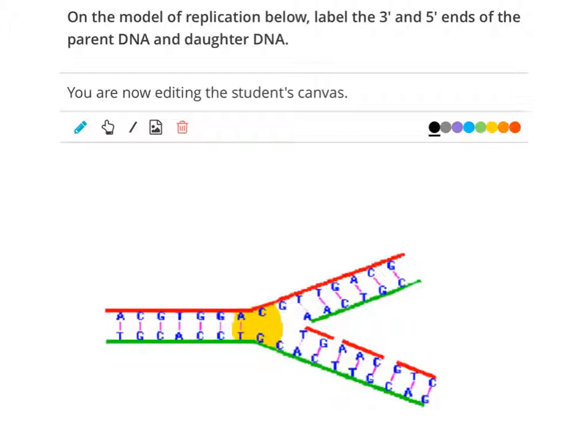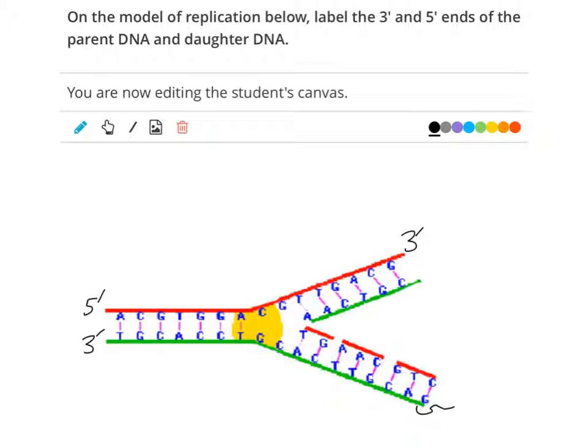Question 3 says, on the model of replication below, label the 3' and 5' ends of the parent DNA and daughter DNA. If the top one is the leading strand, then the original parent DNA had to be 3' for the leading, which meant the opposite end of the parent is 5'. On the other side, the parent strand happens to be green, so that end of the parent strand has to be 5', and this other end must be 3'.